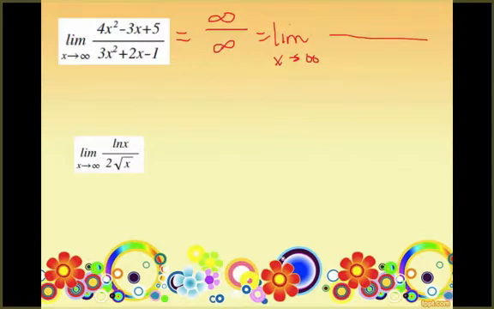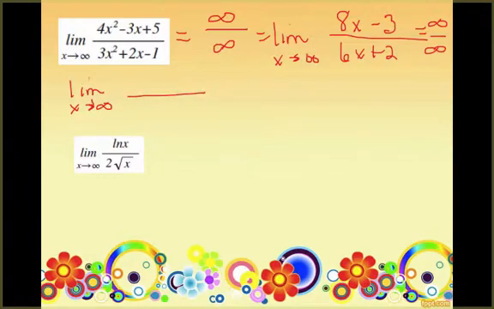And what I can do is take the derivative of the numerator and the denominator and then try my limit again. So I would get the derivative of 4x squared would be 8x minus 3. Then on the bottom I would get 6x plus 2. Now as x approaches infinity, I'm going to again get that indeterminate form of infinity over infinity, which says, well, I can just take the derivative again.